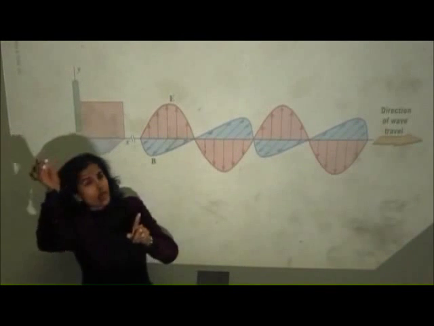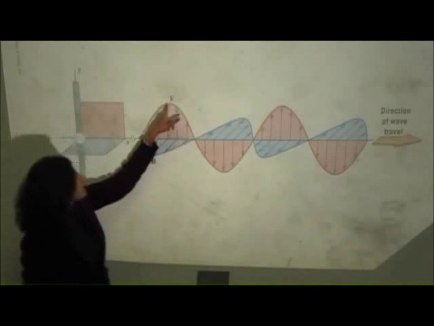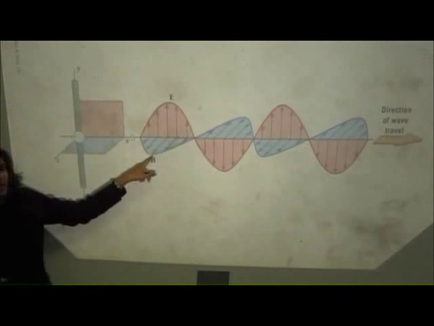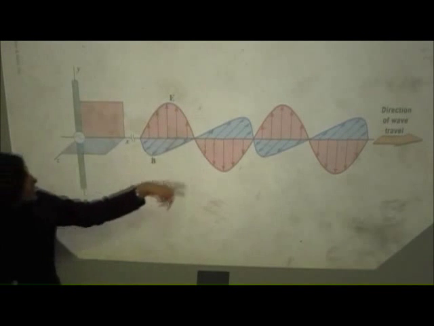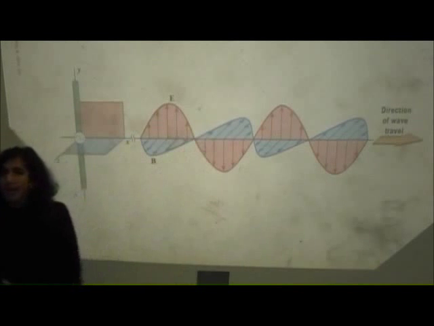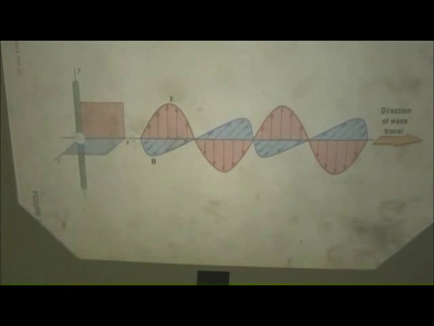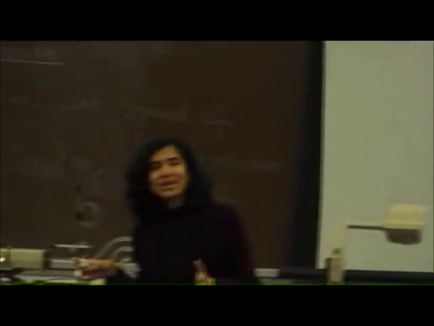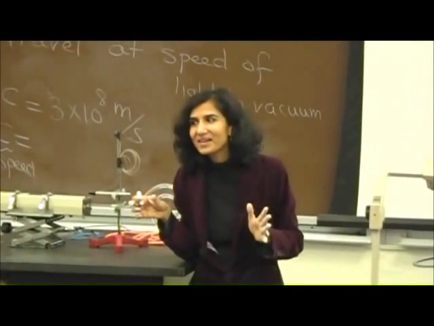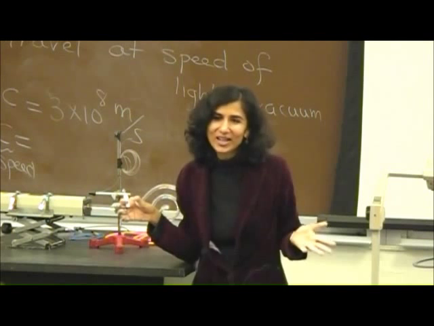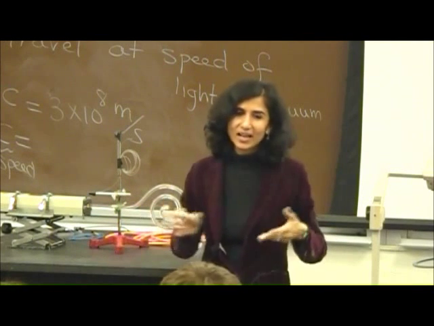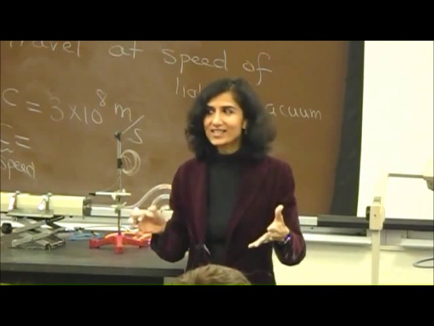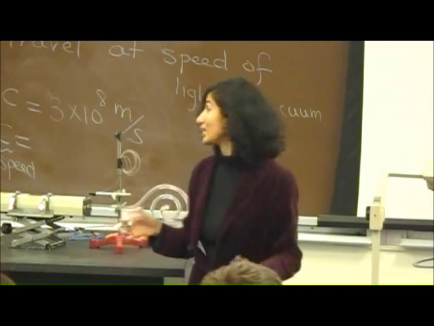Notice something else about light. Light is very interesting. The maximum of the electric field and the maximum of the magnetic field occur exactly at the same place. The zero of the magnetic field and electric field occur at the same place. Another way to say this is the electric and magnetic fields are in phase. Yeah, that's a good language to use, isn't it? Electric and magnetic field are in phase in an electromagnetic wave or light wave.